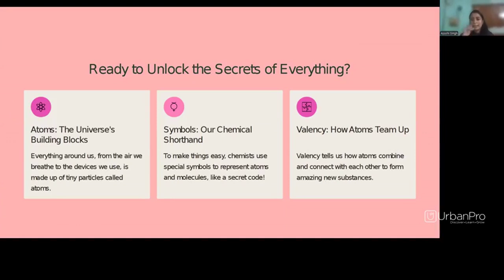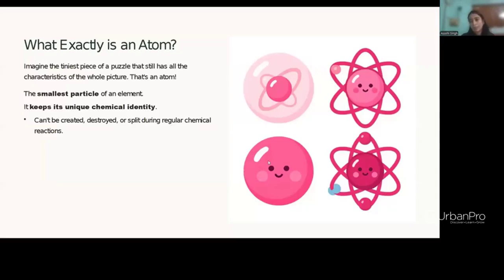Now coming to the valency. Valency is the capacity of an atom to make bonds with others. For example, carbon can make four bonds, sharing electrons to make four bonds. But hydrogen can make only one bond. One hydrogen atom can make only one bond. So all that we'll see in this session.